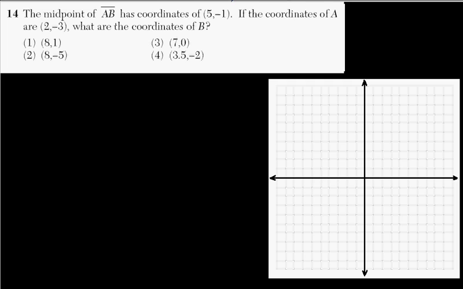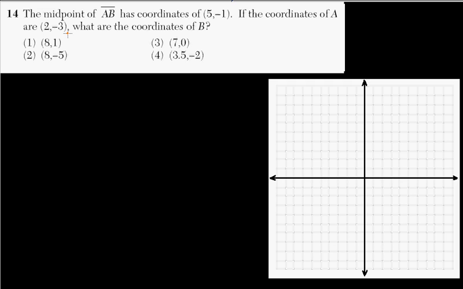Here's question number 14 of the 2009 Regents Math A test. It says the midpoint of AB has coordinates of (5, -1). If the coordinates of A are (2, -3), what are the coordinates of B? And at first you might say, okay, this is simple. I'm just going to take the points given here, (5, -1) and (2, -3), and apply the midpoint formula, and I'll get an answer and I'll move on to the next problem.